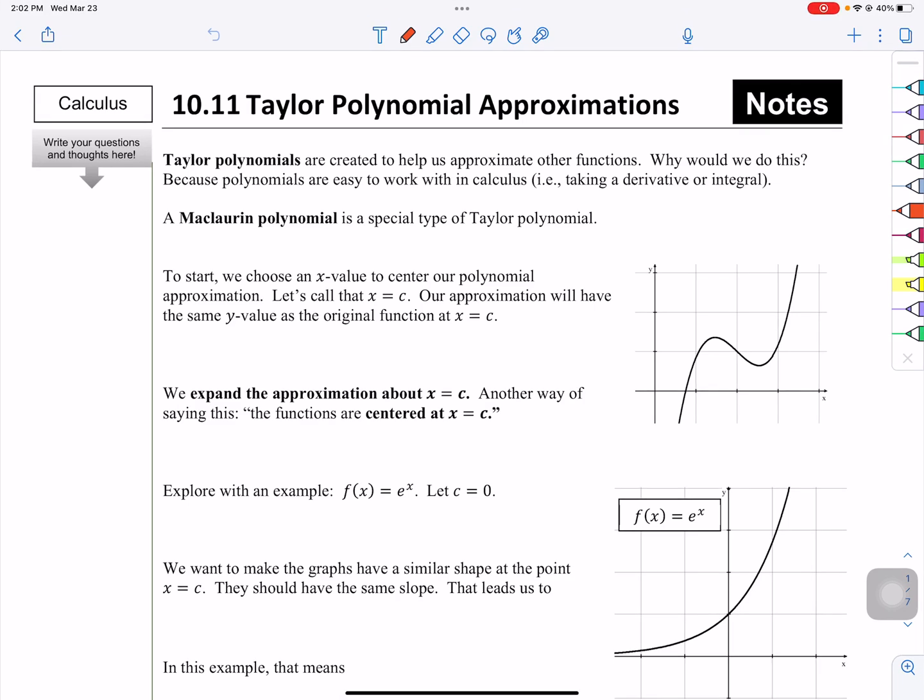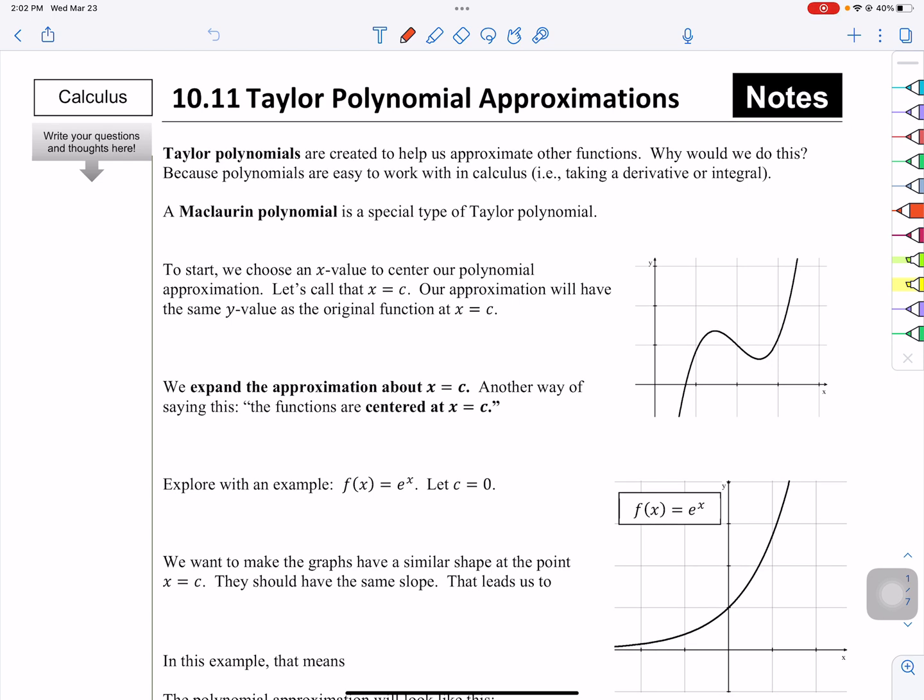This is topic 10.11, Taylor polynomial approximations. We're just going to jump right in and let's talk about why we use Taylor polynomials. Taylor polynomials are created to help us approximate other functions.